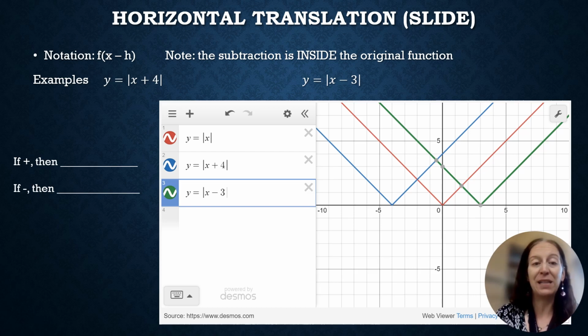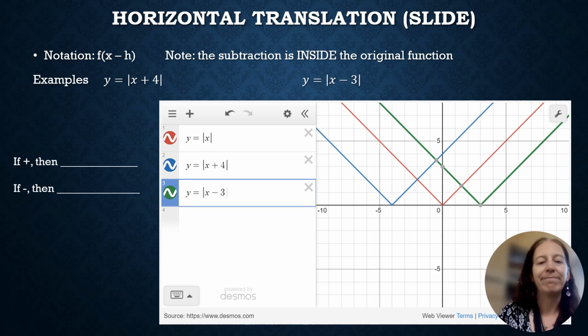Will you maybe mess that up once in a while? Yep. You've got to keep practicing. And if you mess it up, you get the correction, make the correction, and we move on from there. If adding made it go to the left, then most people will think, okay, then subtracting probably means it goes to the right.